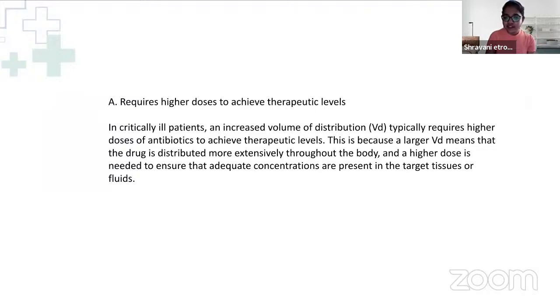In critically ill patients, there is an increased volume of distribution, which typically requires higher doses of antibiotics to reach therapeutic levels. This is because the larger VD means that the drug is being distributed more extensively throughout the body, and a higher dose is needed to ensure that adequate concentrations are present in the target tissues and fluids.